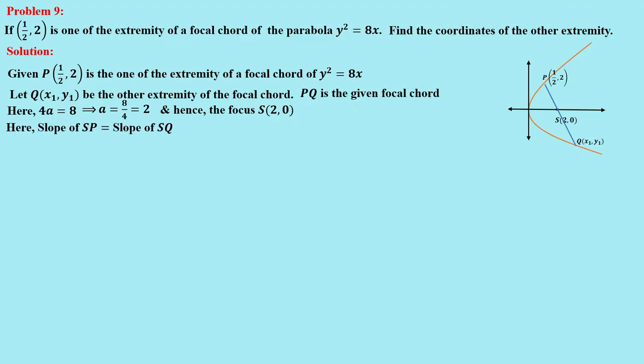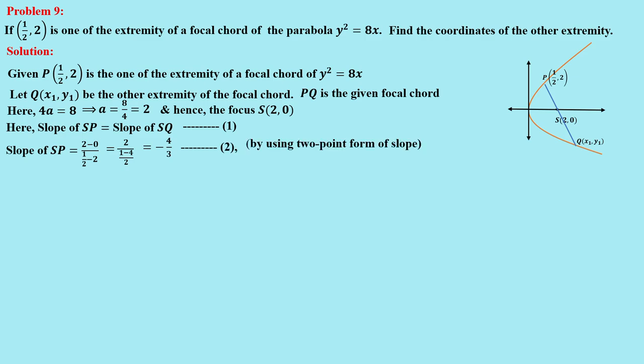Here slope of SP is equal to slope of SQ, because same line, right? So that is equation number 1. Slope of SP is equal to, we know, right, (2, 0) and (1/2, 2), two point formula, 2 minus 0 by 1/2 minus 2, so that is equal to minus 4 by 3. That is equation number 2, right?